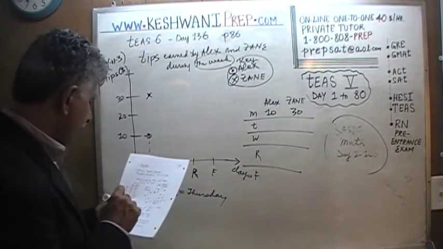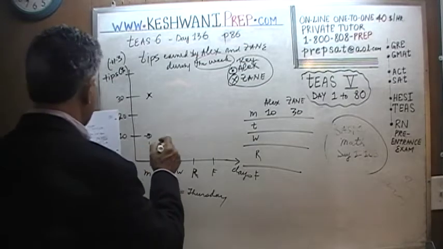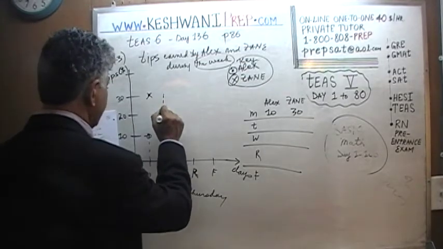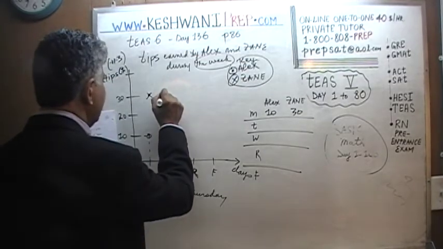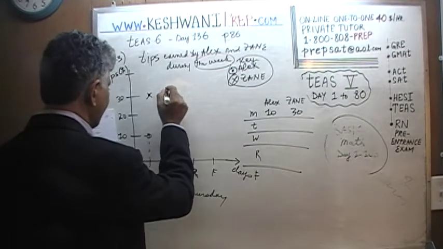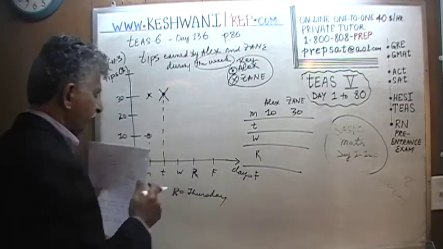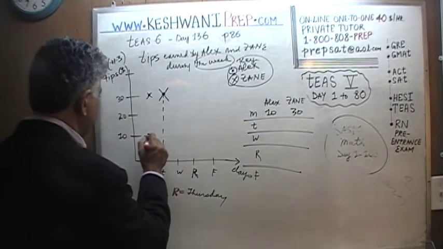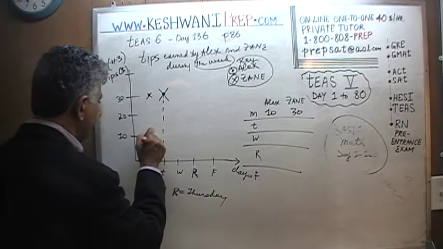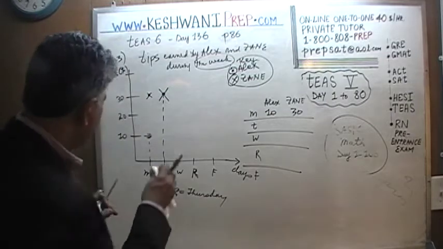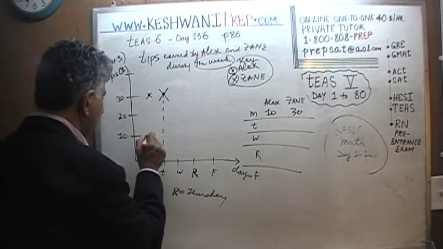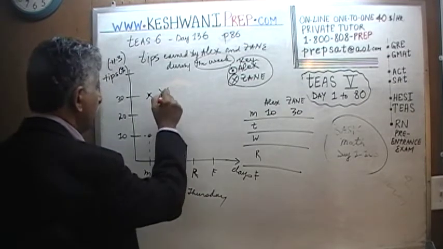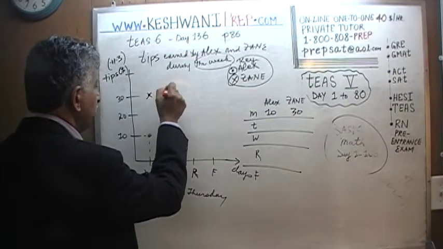Next one, we have a marker at 30 on Tuesday. Again, we are at 30, but we have a dot as well as a cross. So what I'm going to do now is to represent the dot with a different color so we can see it. A dot, as well as a cross.